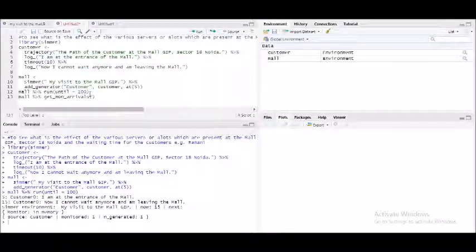Now it's not necessary that the customer is speaking. However, you can be a little creative and innovative in your own simulation. The simmer environment we have seen is my visit to the mall, GIF, for exactly 10 minutes. Next, monitor in the memory. That means whatever is happening, keep it in the memory for me so that I can go ahead and think about it. And this is exactly for the first customer. This is what you need to remember about this.